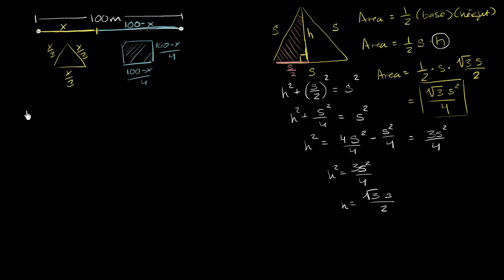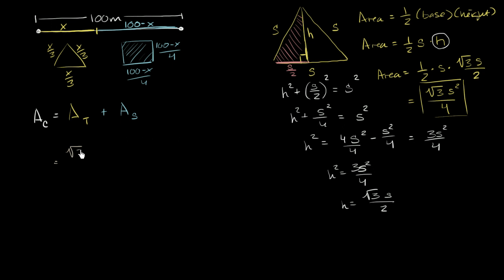So what's the area of this business going to be? So the combined area, let me write it in a neutral color, in white. So the combined area, I'll write it A sub C, is going to be equal to the area of my triangle, A sub T, plus the area of my square. Well, the area of my triangle, we know what it's going to be. It's going to be the square root of 3 times the length of a side squared divided by 4.